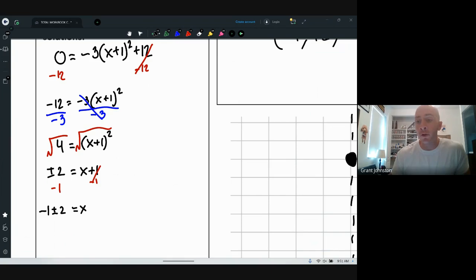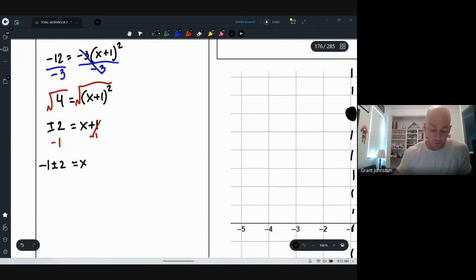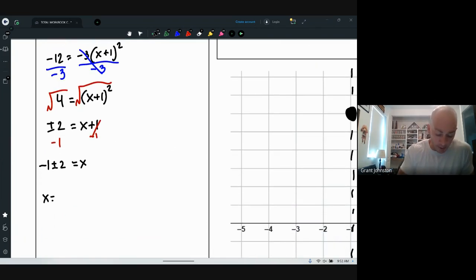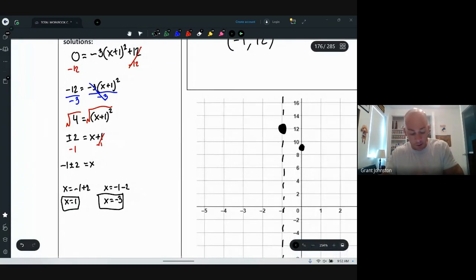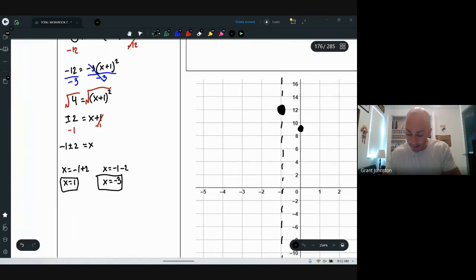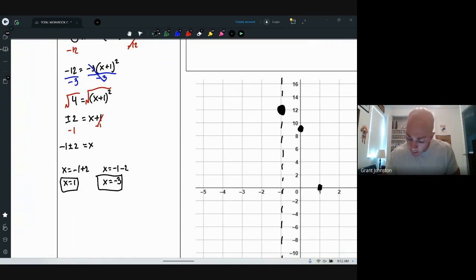So my solutions, or my x-intercepts, would be negative 1 plus 2 and negative 1 minus 2. Negative 1 plus 2 is 1. Negative 1 minus 2 is negative 3. But let me write that out. So negative 1 plus 2 is going to be 1, and then negative 1 minus 2 will be negative 3. So we got all the features. Let's plot at (1, 0) and (-3, 0).